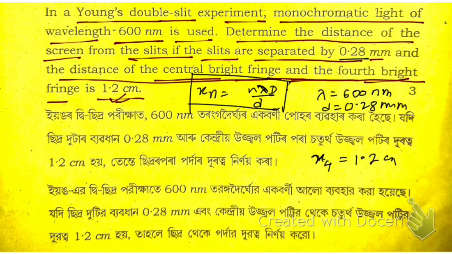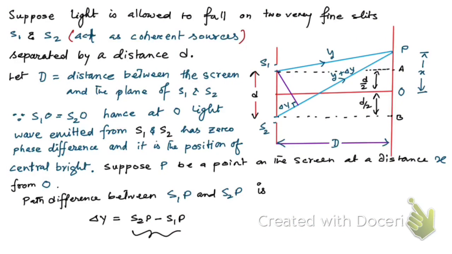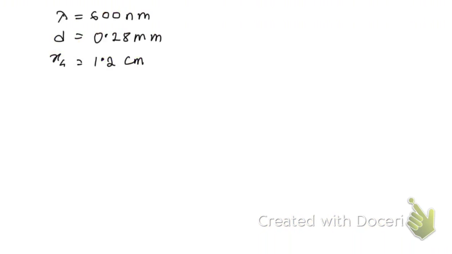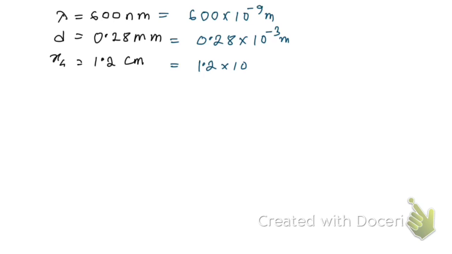Okay, now let me take a new slide so that I can solve this problem. Here we are going to find capital D. Capital D is the distance between the screen and the slits, right? So this is capital D, this is the screen, and this is the plane of slits. So we need to find that capital D. Nanometer will be converted into meter, 600 into 10 to the power minus 9 meter, and millimeter converted to meter, 0.28 into 10 to the power minus 3 meter. Then centimeter also converted into meter, 10 to the power minus 2 meter.